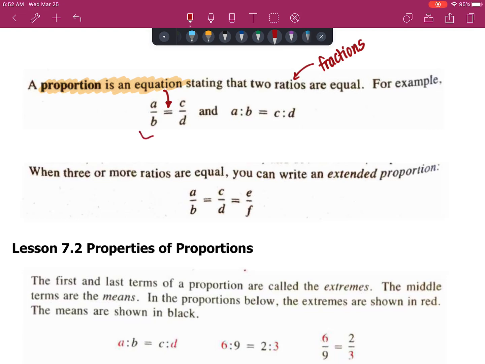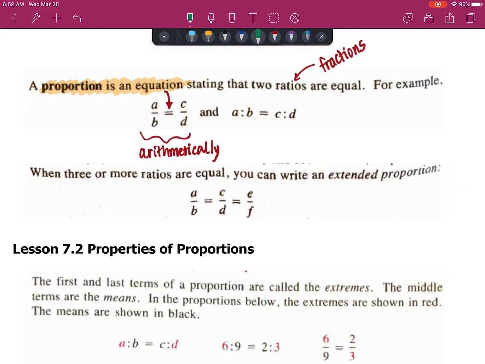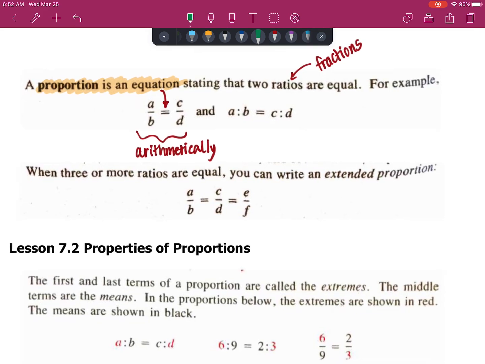So there's lots of different ways mathematically. Arithmetically, this is what we do. We use fractions. However, when we're talking about ratios, because we can write ratios with a colon, you could write A to B with a colon is equal to C to D. When three or more ratios are equal, you can also write those as an equation, and that's called an extended proportion.